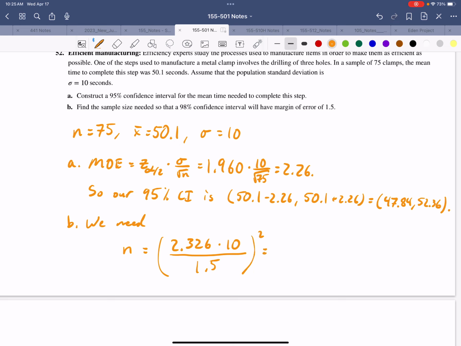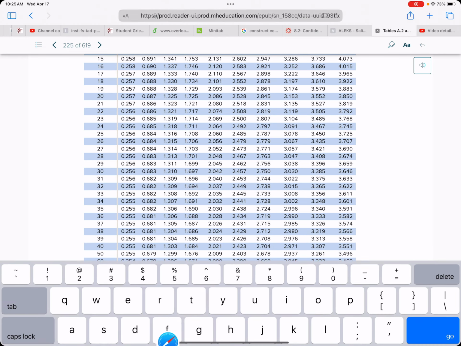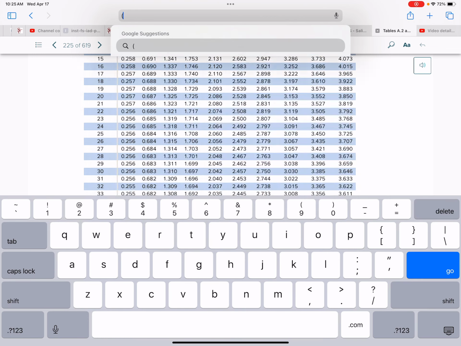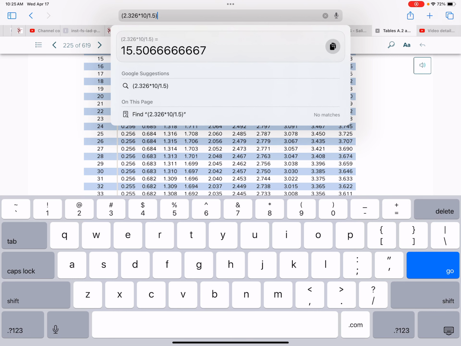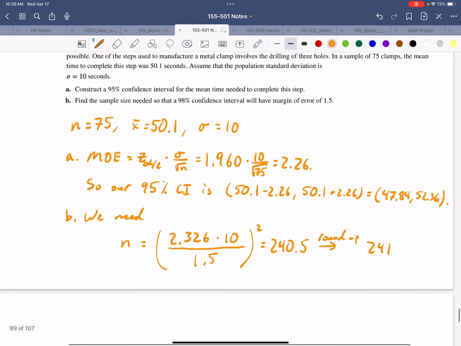And remember, we do need to round up whatever we get, unless it's a nice even number, which I don't think it will be. 2.326 times 10 divided by 1.5, squared. That's 240.4 or so, actually I think it's 240.5, whatever, it doesn't even matter. Round up to 241 individuals, which in this case is clams. Okay, that's how you do it.